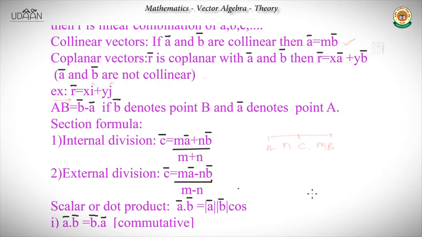For external division, C bar will turn out to be m a bar minus n b bar upon m minus n. Here C is dividing AB externally in the ratio n is to m. Remember here CA by CB is n is to m.